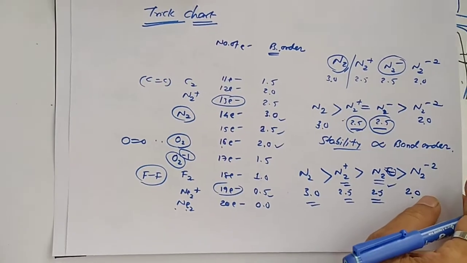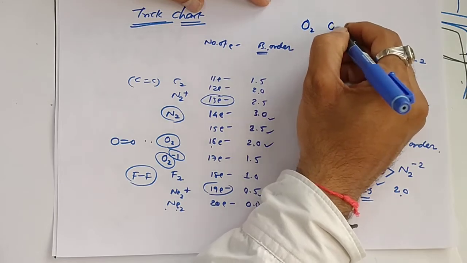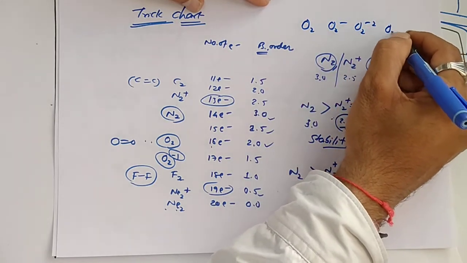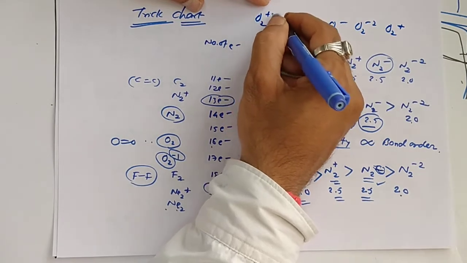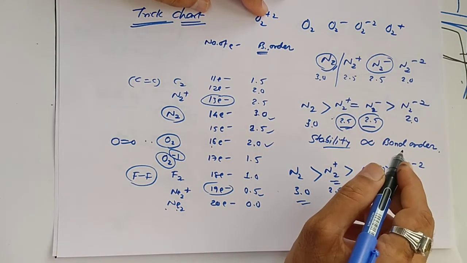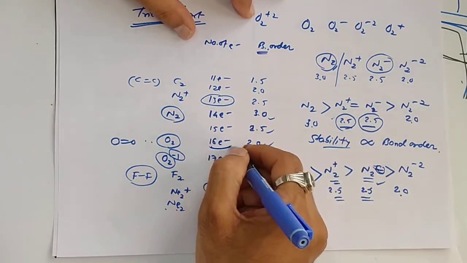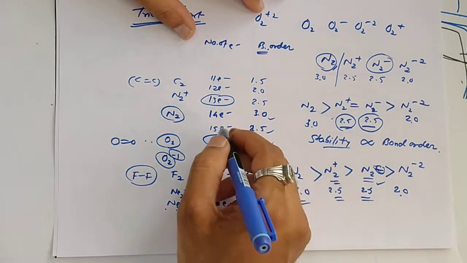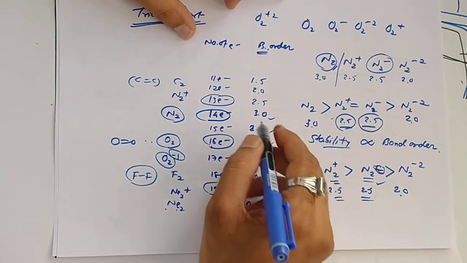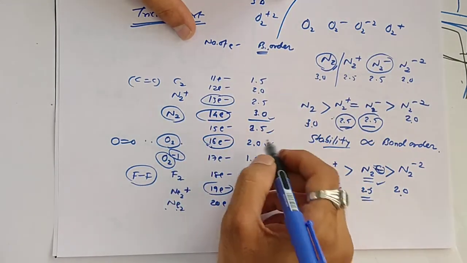And one more thing we discussed, all the electrons are paired. Now what about the example O2, O2 minus, O2 minus 2, O2 plus and O2 plus 2? Find out bond order orally. O2, 8 plus 8, 16. In O2 plus 2, 2 are lost, so 14 electrons. So bond order is 3 here. In O2, 16 electrons, so 2.